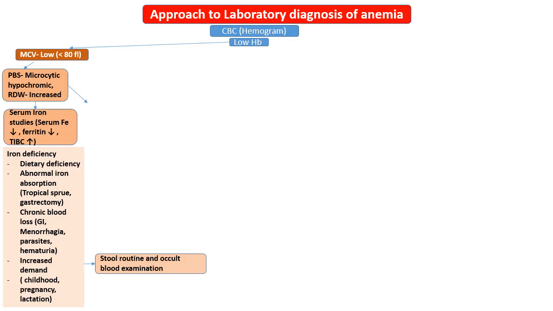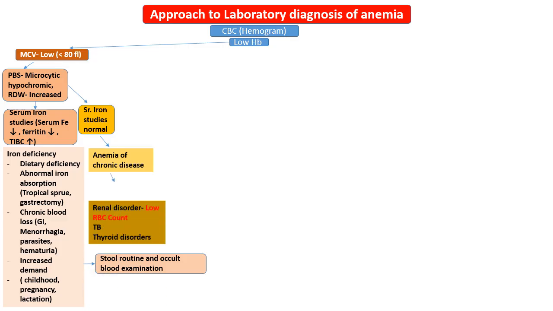Now what will happen if the MCV is low, peripheral blood smear picture is microcytic hypochromic, RDW is increased, but the serum iron studies are normal. The possibility is of anemia of chronic disease. Anemia of chronic disease can be because of chronic diseases like chronic renal disorders, in chronic infections like tuberculosis or thyroid disorders. In cases of chronic renal disorders, we will see the next parameter that is RBC count.